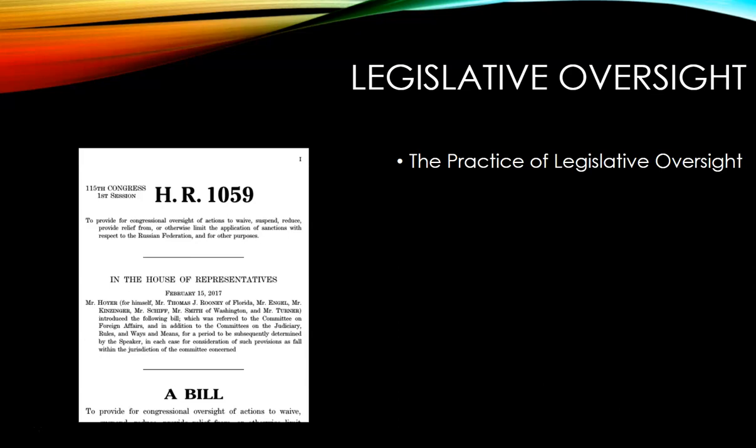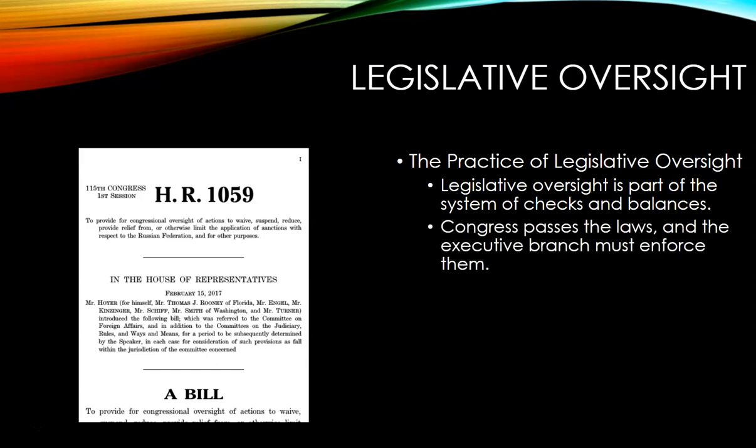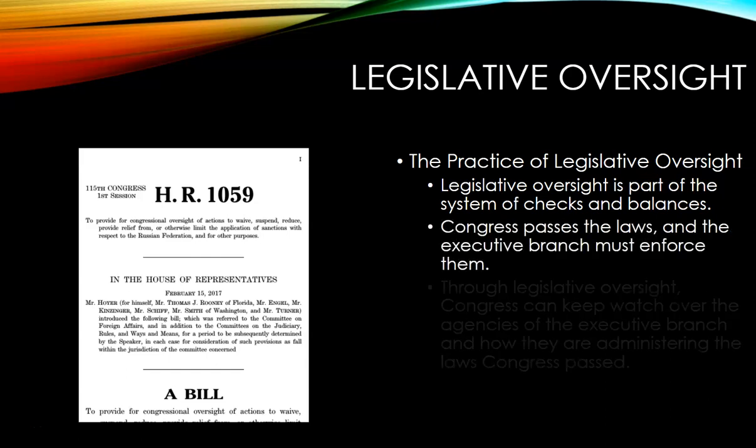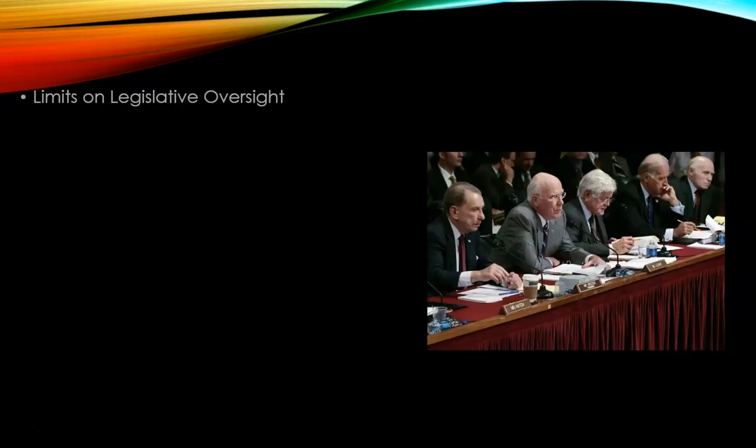Legislative oversight. The practice of legislative oversight. Legislative oversight is part of the system of checks and balances. Congress passes the laws, and the executive branch must enforce them. Through legislative oversight, Congress can keep watch over the agencies of the executive branch and how they are administering the laws that Congress has passed.